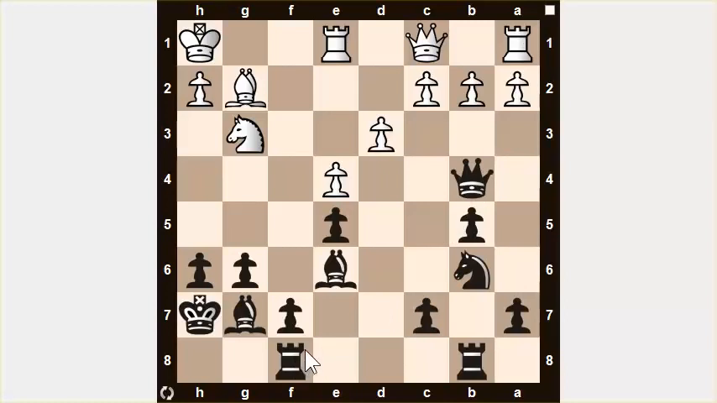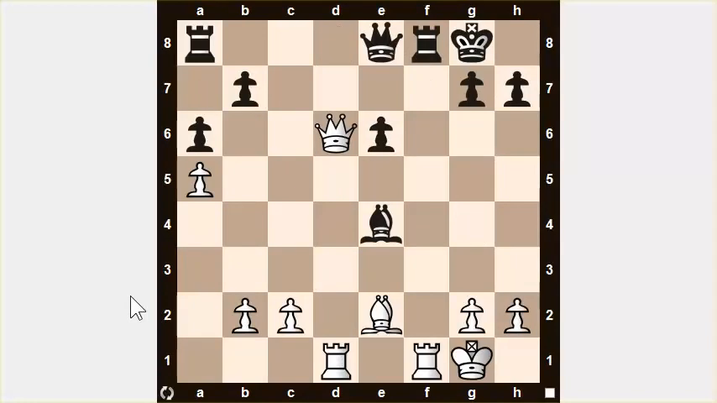Alright, let's go to the third and last exercise. In this position, it's white's turn to move. Use your 5-step calculation thinking method and then see if you can find a tactic here for white. You can pause the video to think about it.